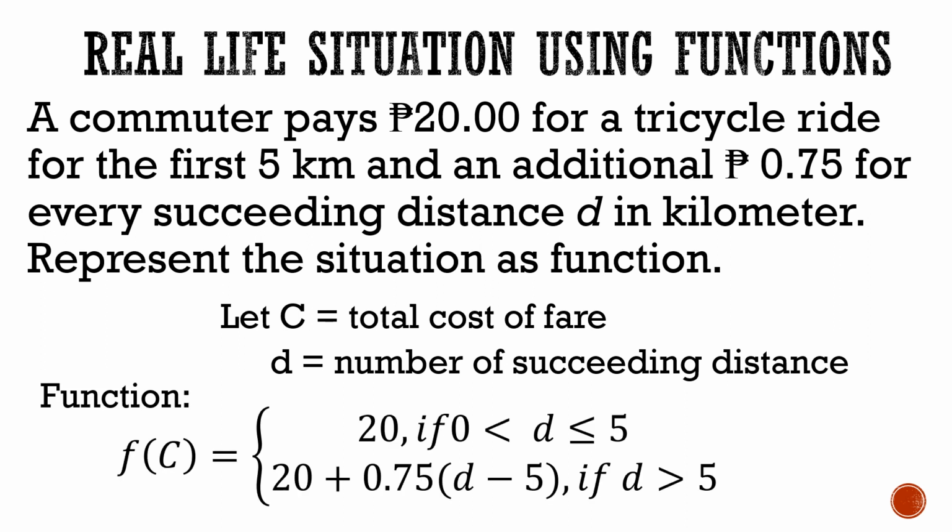So, ang magiging function po natin is f of C is equal to 20 if D is less than or equal to 5 but greater than 0. And then, yung isa naman po nating function is 20 plus 0.75 times D minus 5 if D is greater than 5 po. Ang tawag po natin sa function na to is none other than piecewise function. Kasi there are two cases po: 20 pesos lang siya pagka first 5 km and then nadadagdagan po siya ng 75 centavos pagka lumagpas na po ng 5 km yung layo ng tinakbo ng tricycle. So napag-aralan na po natin yung piecewise function ng atin pong week 1 lesson. Okay po?